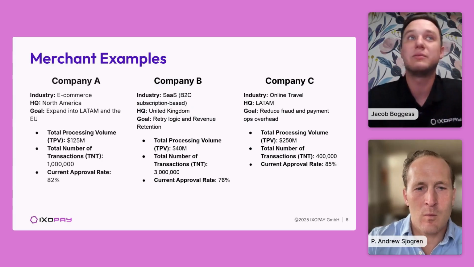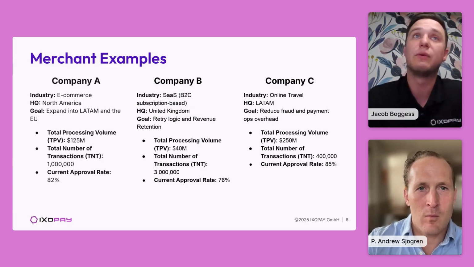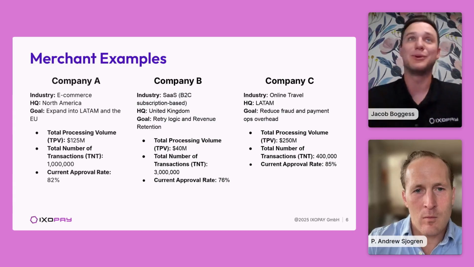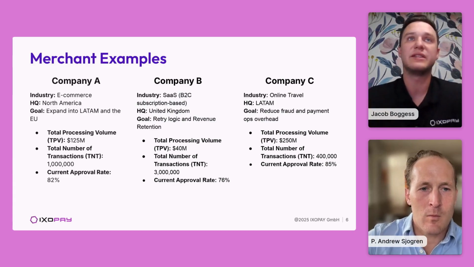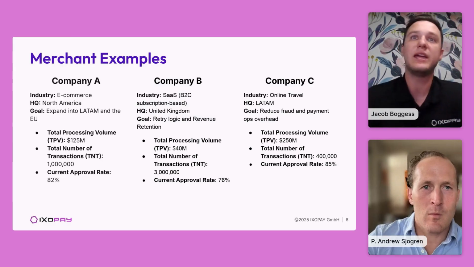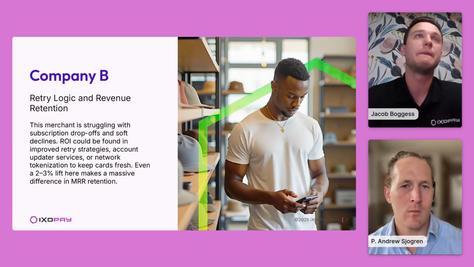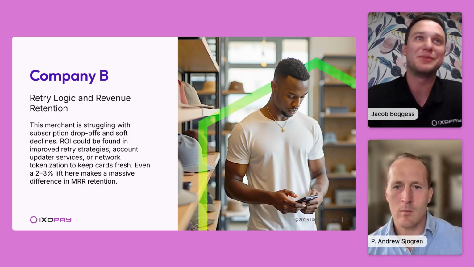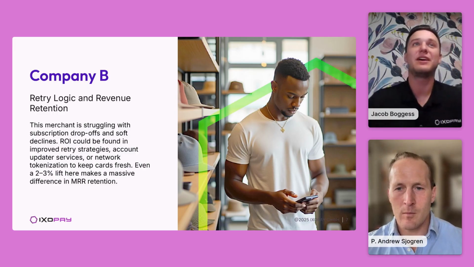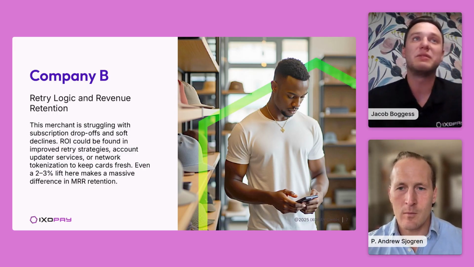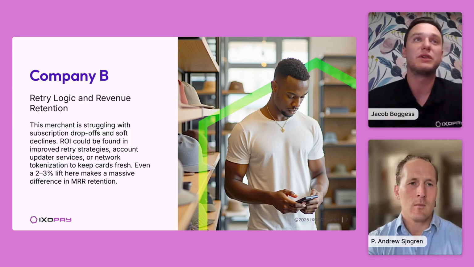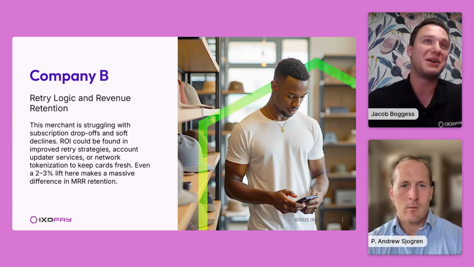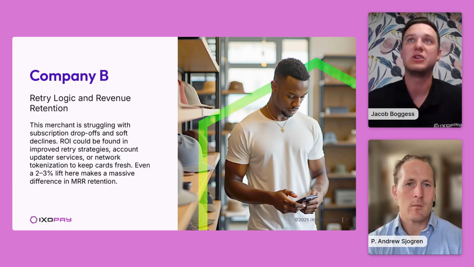Total processing volume, much smaller than company A at 40 million, only 3 million transactions per year, but that approval rate is at 76%. So they'd like to see that raise just a little bit. So their biggest issue, the retry logic and revenue retention. The merchant is struggling with subscription drop-off, soft declines. ROI is probably going to be found in improved recovery strategies, card account updater, network token. That's why I put this one in here, so we could hit on the full ROI calculator.